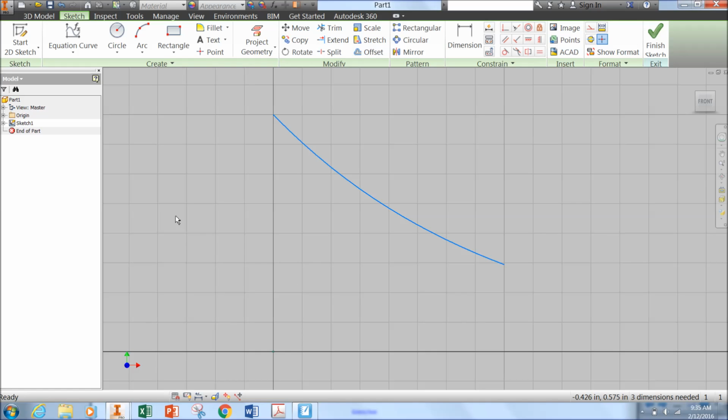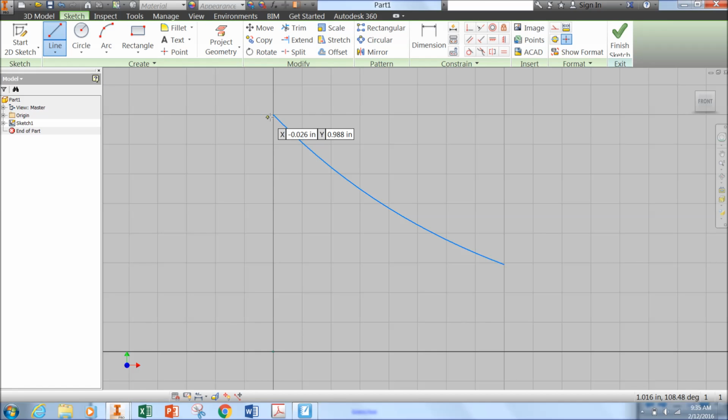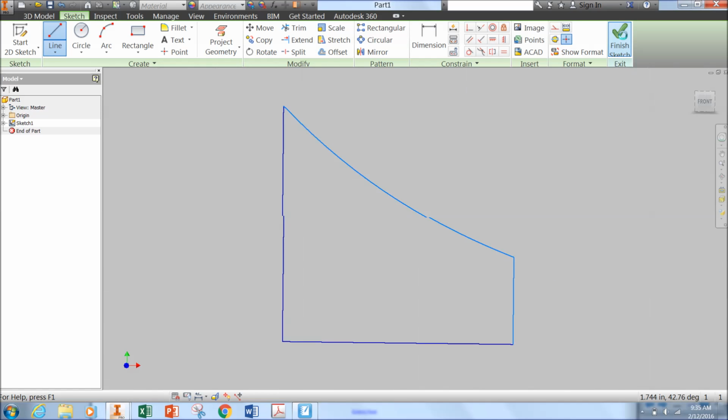Now remember, we need to define a region to revolve, so I must graph the other boundary equations. For this, we'll use the line tool. The first we'll sketch is the x equals 0 line. Then we'll sketch the y equals 0 line. And we'll finish up with the x equals 1 line that intersects with our e to the negative x graph. We will now finish our sketch.